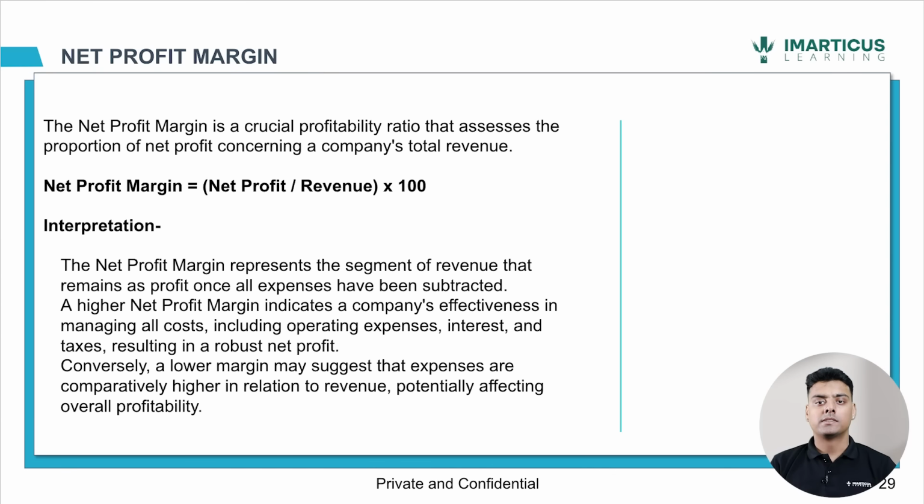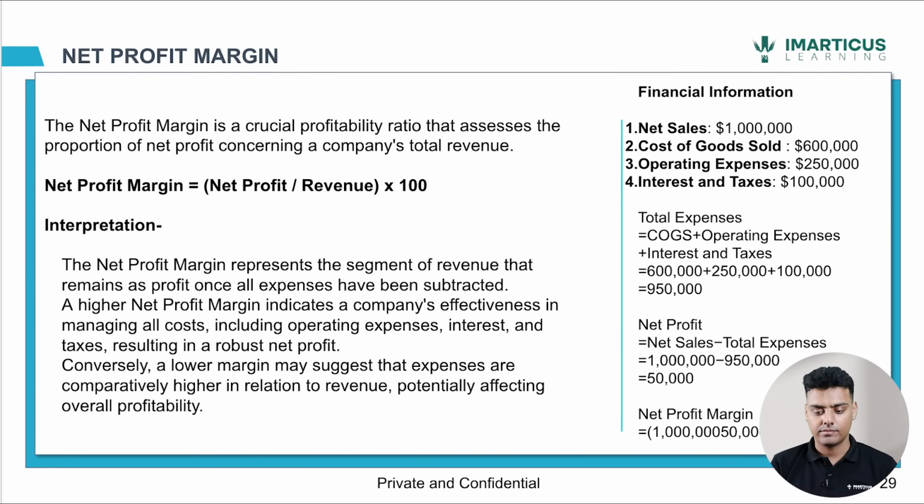The next ratio is the net profit margin. The net profit margin is a ratio that tells me how much is the net profit of the company after considering both direct and indirect expenses. Unlike the gross profit margin, which was only looking at cost of goods sold or direct expenses, the net profit margin factors in indirect expenses also.